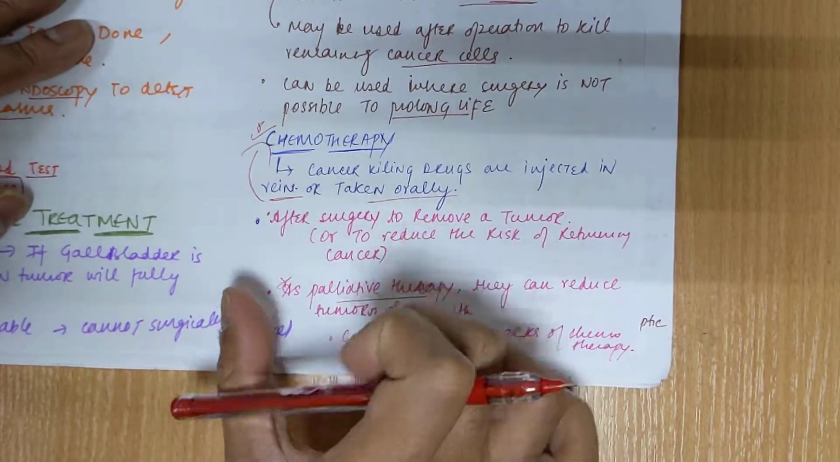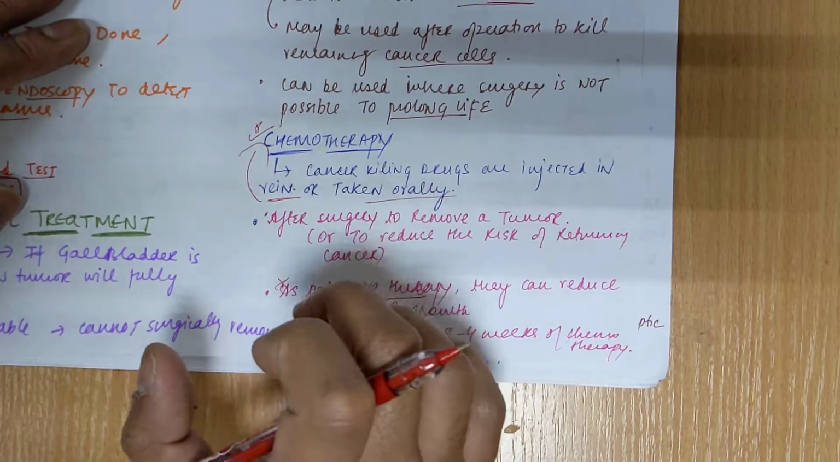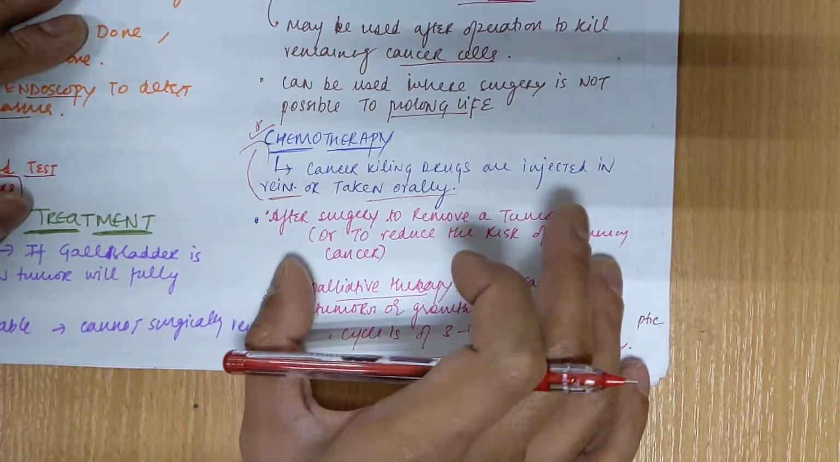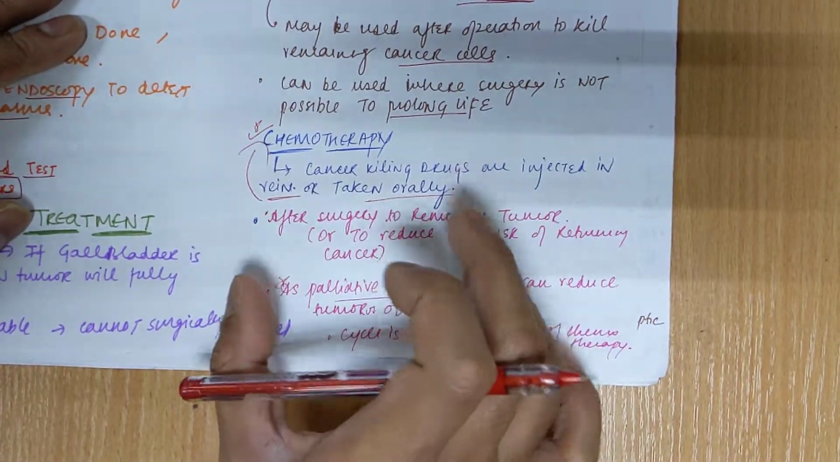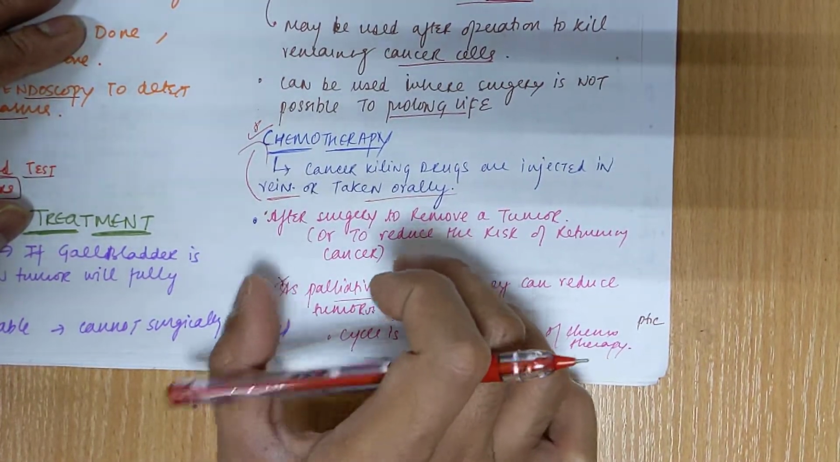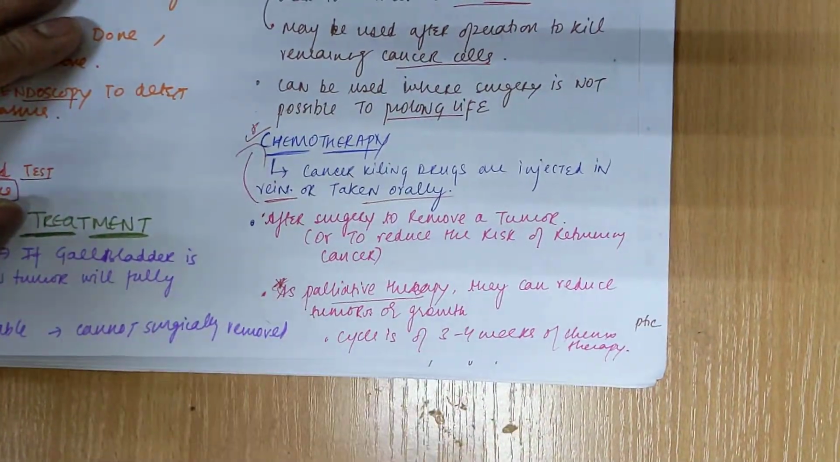Okay, and the cycle of chemotherapy is around 3 to 4 weeks, and then again rest is given to the patient, and a full watch is kept on his health, and again chemotherapy is given to check the status of the tumor cells.